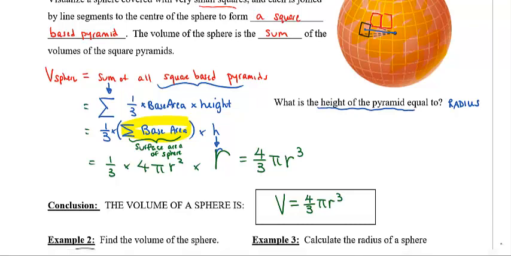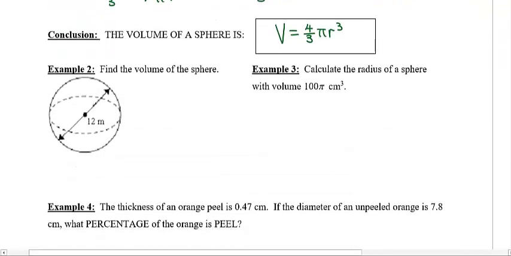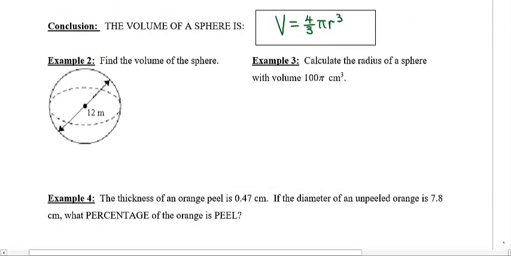And now I'd like you to try these last two examples with this formula. So find the volume of the sphere. Example number 2, pretty straightforward. Just use the formula, 4/3 pi r cubed. R in this case is 6. Cubed, don't say squared, it's cubed. That's 4/3 times pi times 216, or 288 pi. And remember, this is meters cubed.